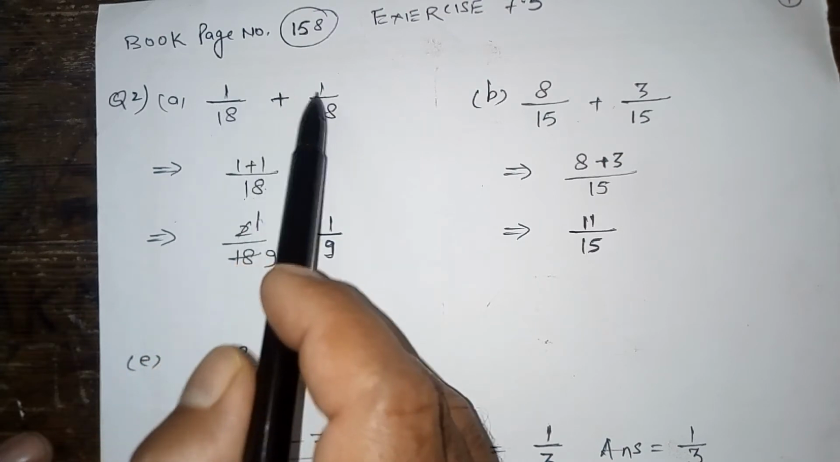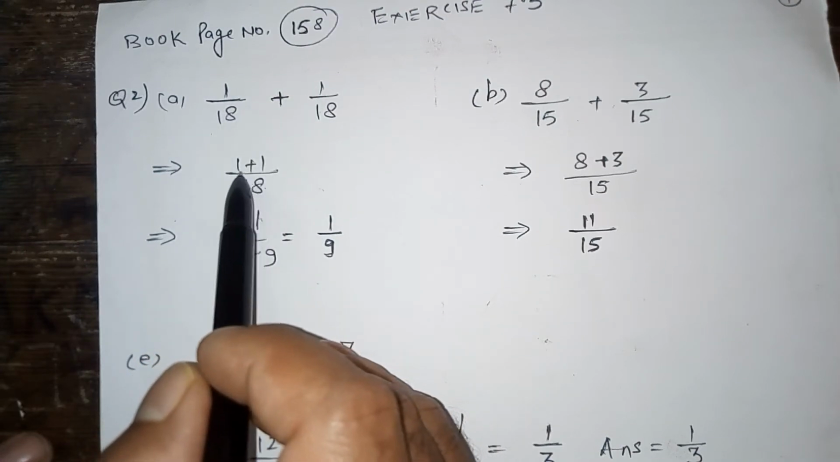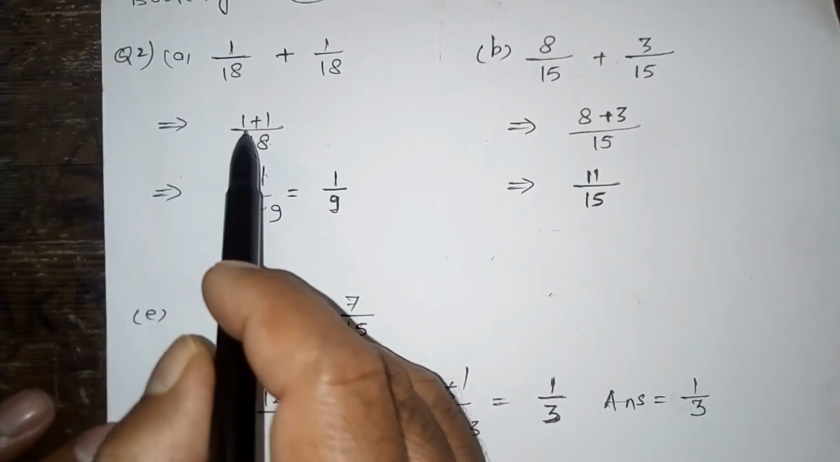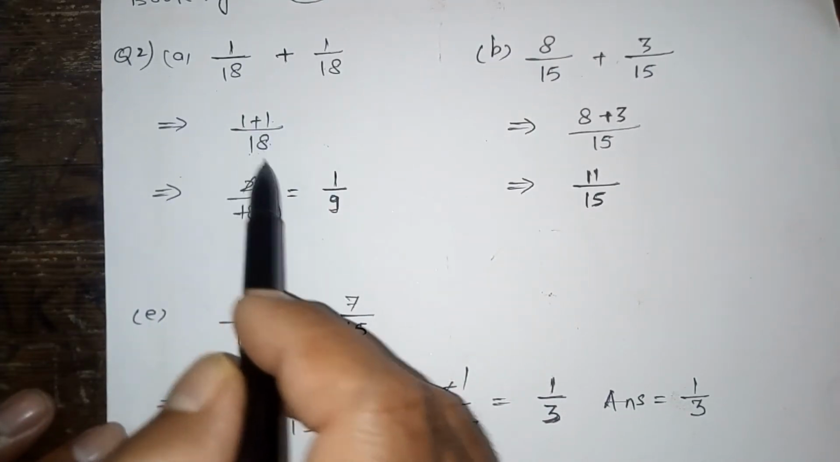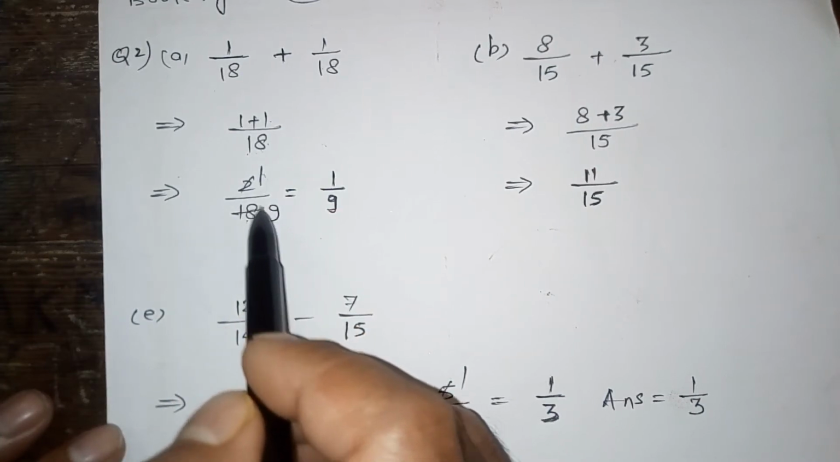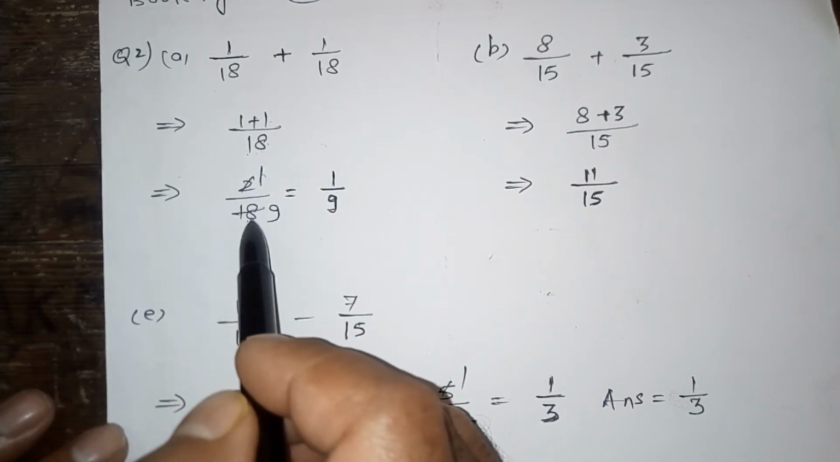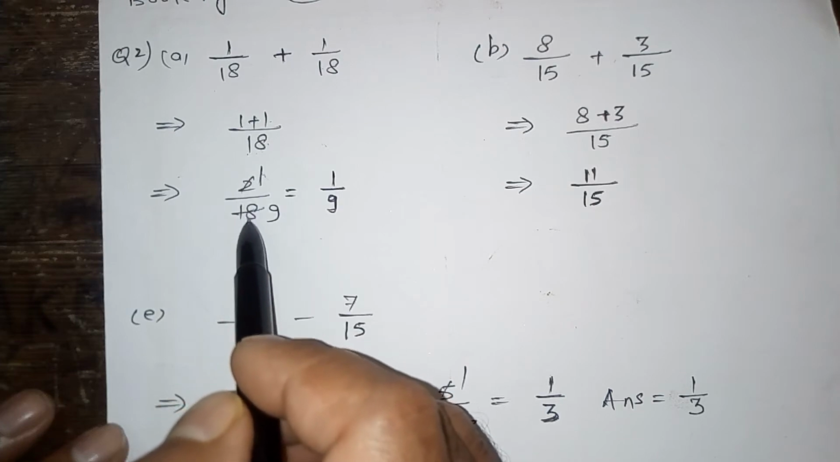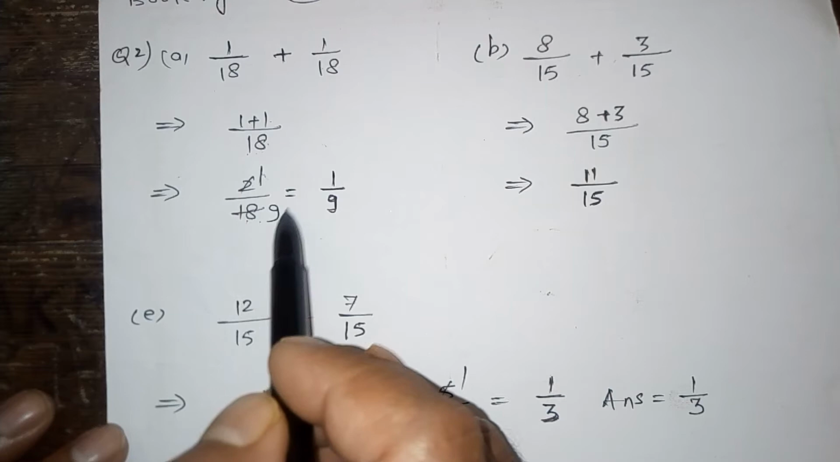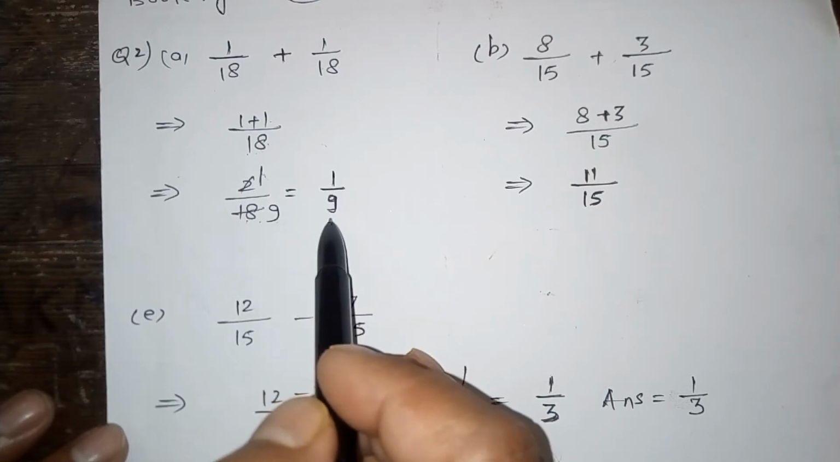And what is your numerator? 1 and 1. You will write here 1 plus 1 upon 18. 1 plus 1, it will give you 2. 2 upon 18. You know very well, 2 and 18, both numbers will be cancelled. 2 1 ja 2. 2 9 ja 18. Your required answer is 1 upon 9.